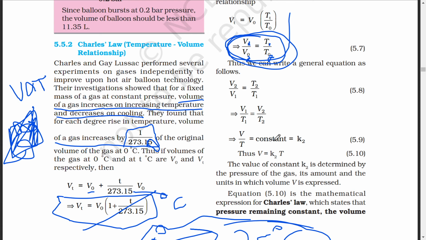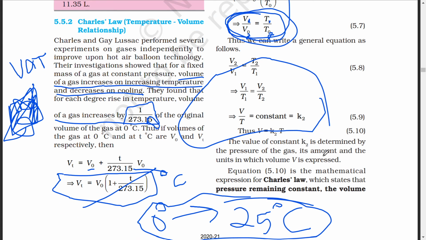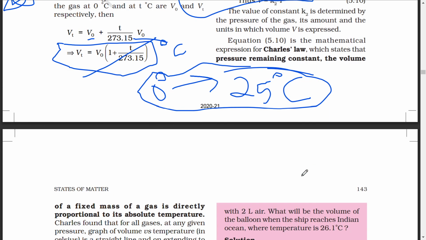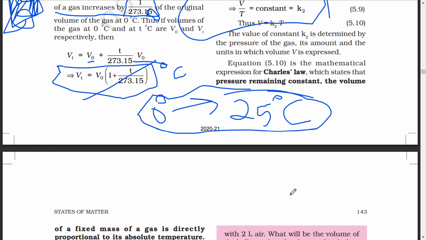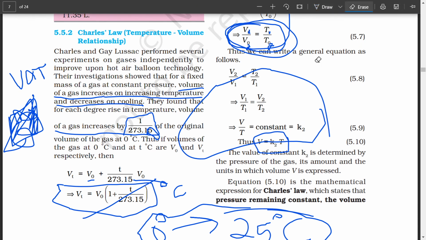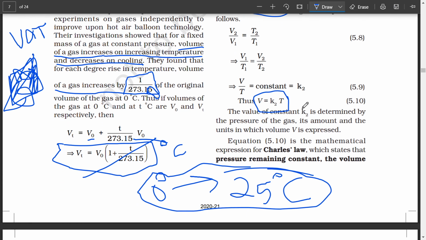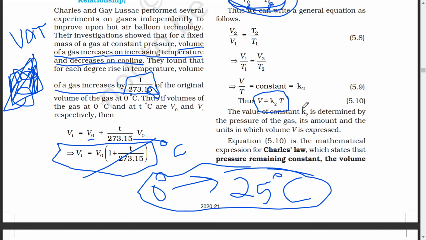You can see the complete derivation over here. The value of constant is determined by the pressure of gas. It is the amount and units in which volume is expressed. Now, this is a mathematical equation. One second, I'll just delete it because this is important. So the value of constant K2 is determined by pressure of the gas, its amount, and the units in which volume V is expressed.